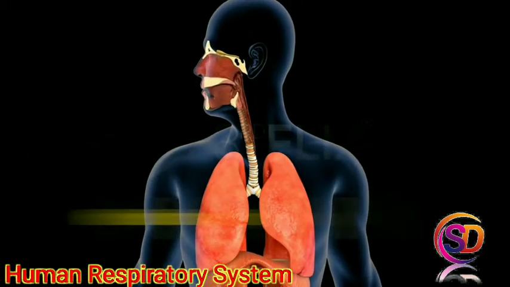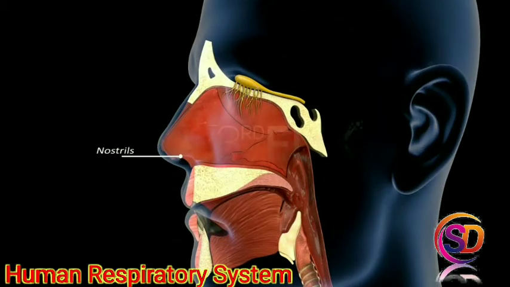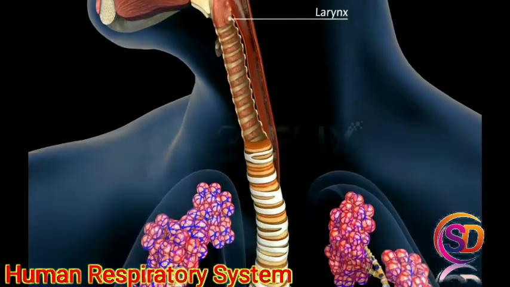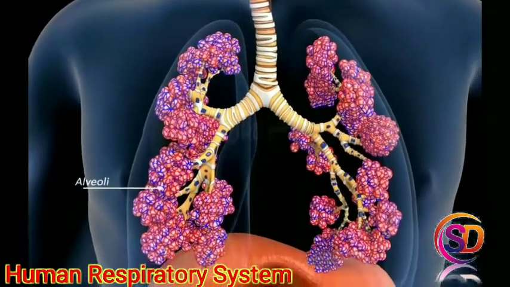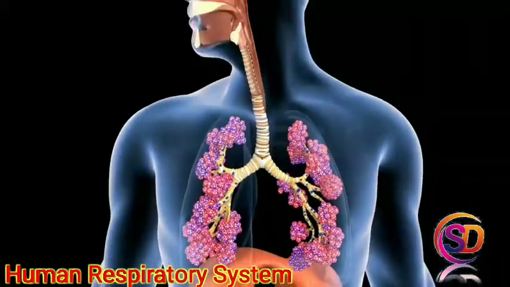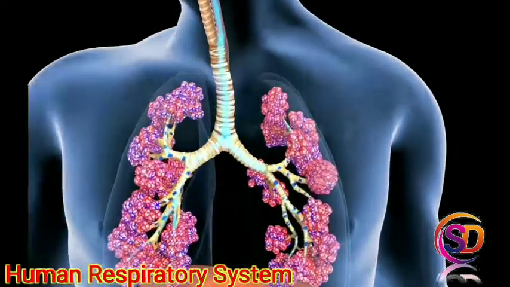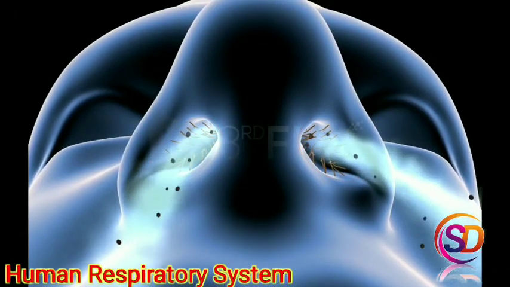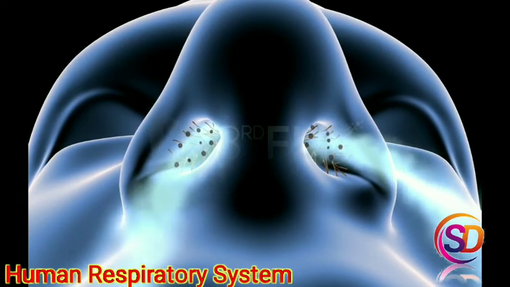The human respiratory system. The human respiratory system consists of the following components: the external nostrils, nasal chambers, pharynx, larynx, trachea, bronchi, bronchioles, and alveolar ducts and alveoli. The respiratory tract or passage is the part of the respiratory system that transports air to the alveoli. The air passing through the nostrils is filtered by the fine hair lining them. The respiratory passage is also lined with mucus that helps in this process.